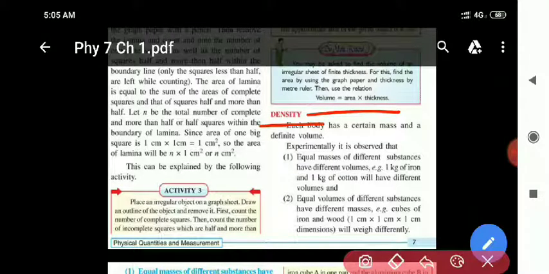Now the next topic is density. Every body has certain mass and a definite volume, and the relation of mass and volume is called density.